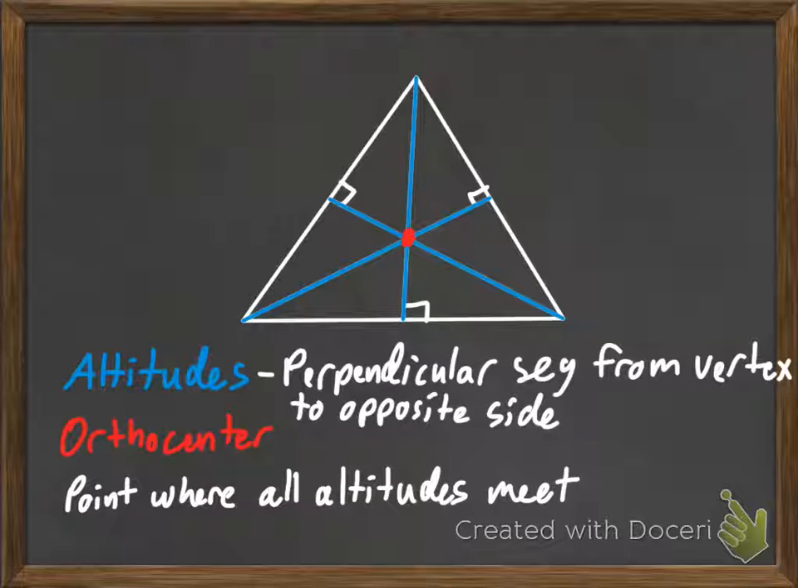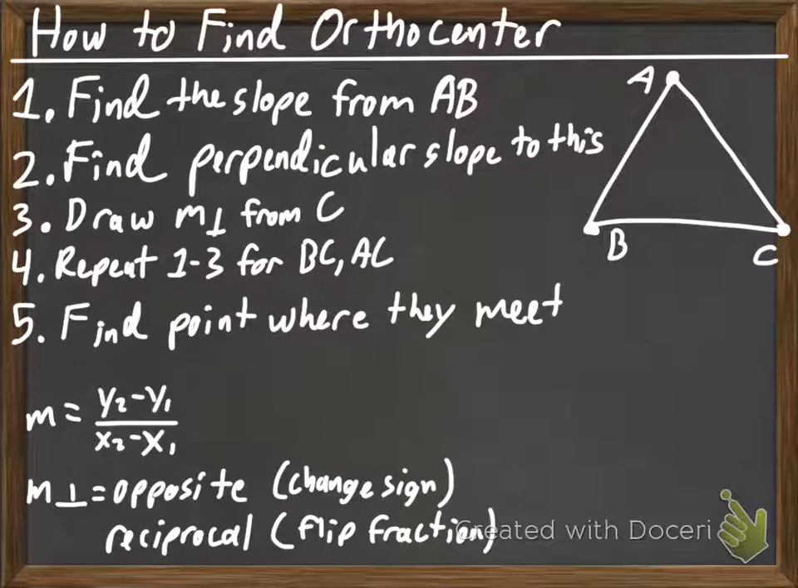The hard part's finding it. It's easy when you can just draw a picture like this and make it up, but finding it in a real graph takes a little bit more steps than this. So, how to find the orthocenter?